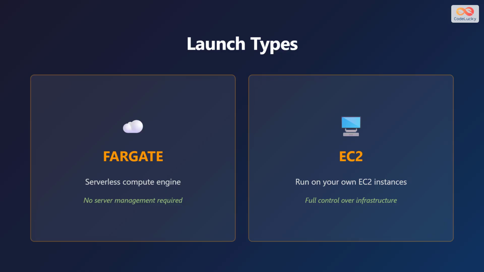ECS supports 2 launch types for running your task definitions. Fargate is a serverless compute engine that eliminates the need for managing servers. You simply define your containers, and AWS handles the infrastructure. EC2 launch type runs containers on your own EC2 instances, giving you full control over the underlying infrastructure, instance types, and scaling policies.